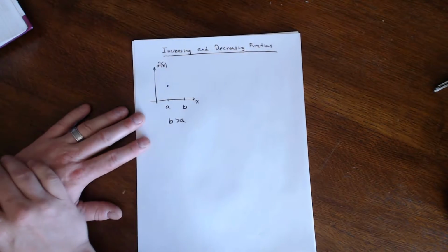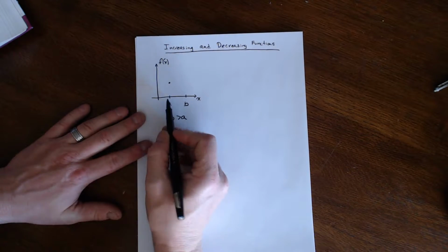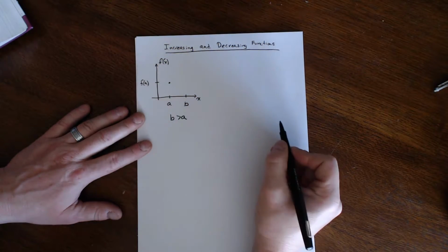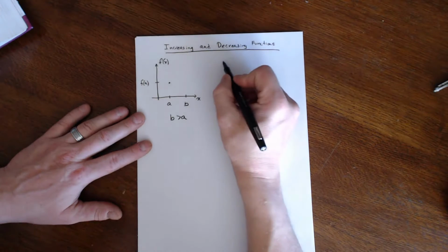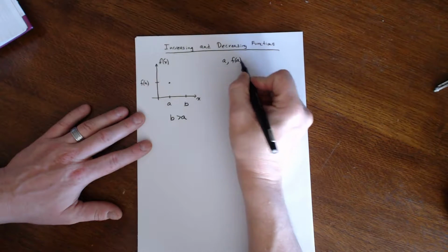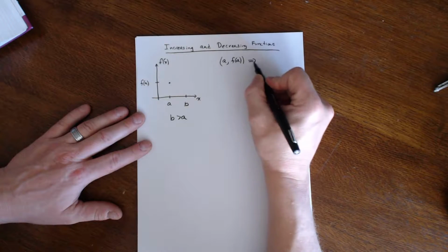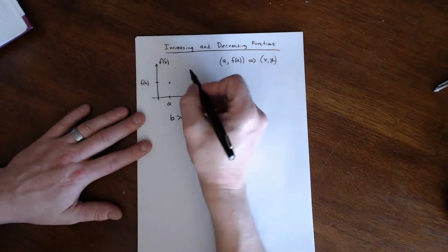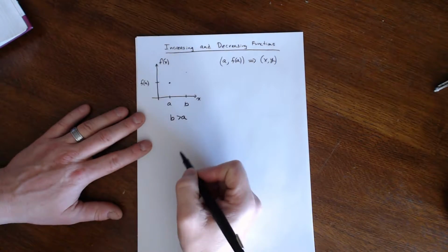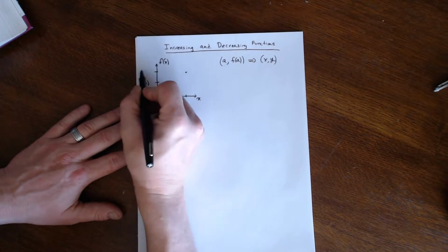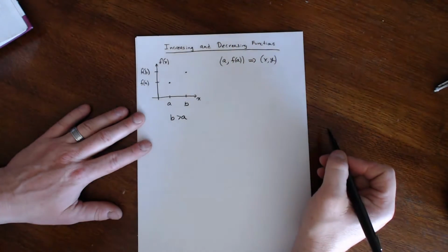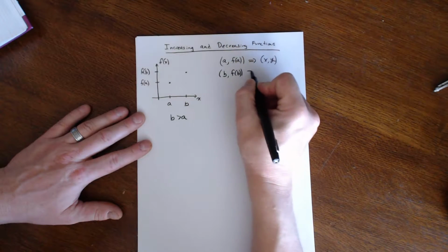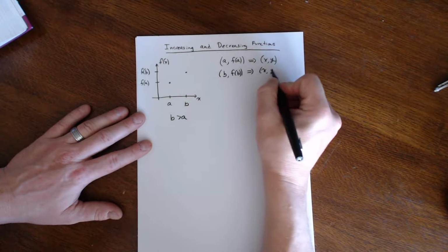If we have a coordinate point here and we select A, its corresponding output will be at f of A. And so then we will have a coordinate point A, f of A, and that will represent the xy coordinate of where that is. We can also specify another point B, and this corresponding output would be f of B. And then we would have another coordinate point B, f of B, and that's also an xy point.